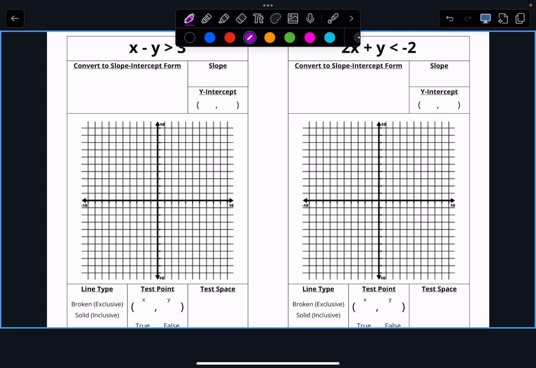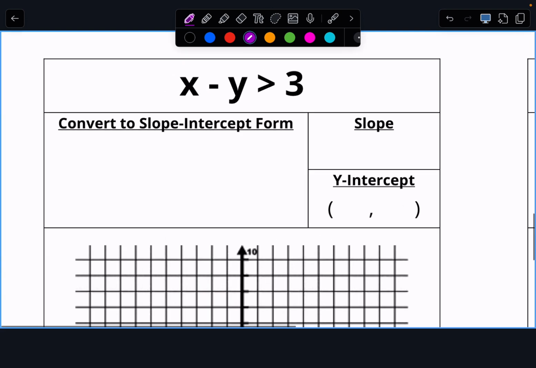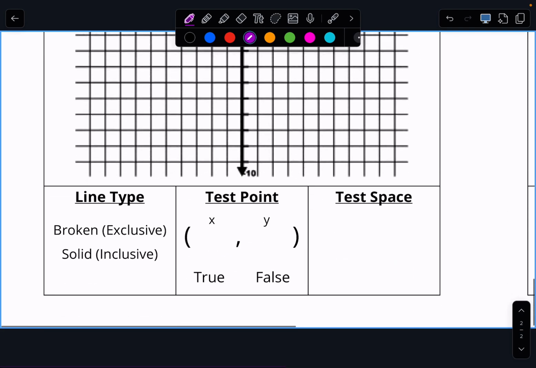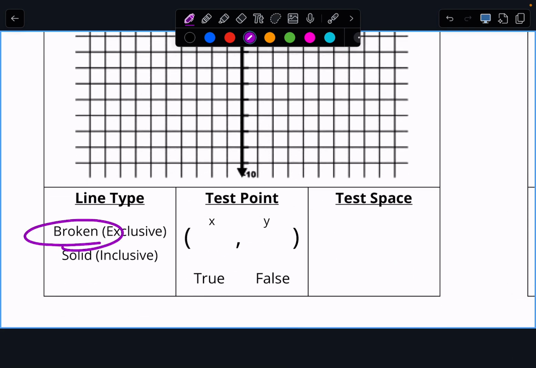What is something that's going to be different? We're going to do number 2, so we're going to do this one right here. What is something that's going to be different about this graph? The line is not going to be solid. Instead, we're going to make a dashed or a dotted line. Let's just remember that right off the top.